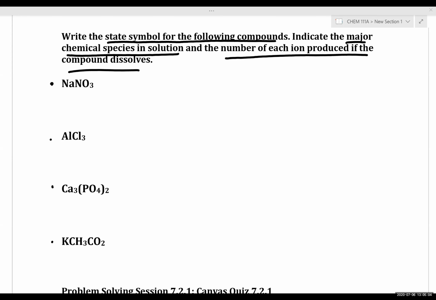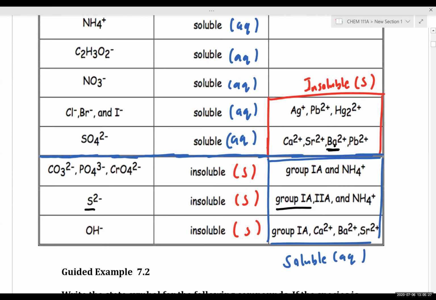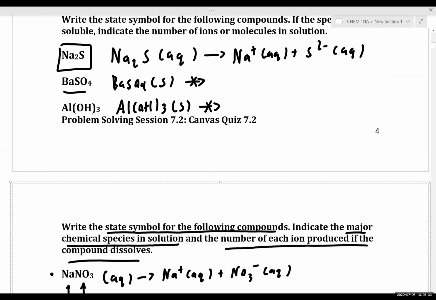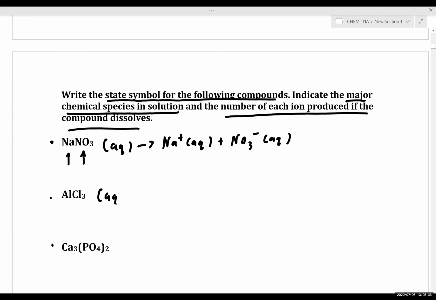So let's discuss. So sodium nitrate, so sodium and nitrate salts are both soluble. So we'll assign the aqueous symbol. Then sodium nitrate in solution will break down into sodium plus aqueous and NO3 minus aqueous. Aluminum chloride, so looking at our table for the chloride salts, they are soluble and aluminum is not on the list of exceptions. So we write it with the aqueous symbol and aluminum chloride will break down into aluminum 3 plus aqueous and 3 Cl minus aqueous.